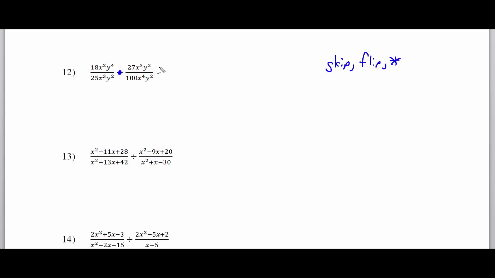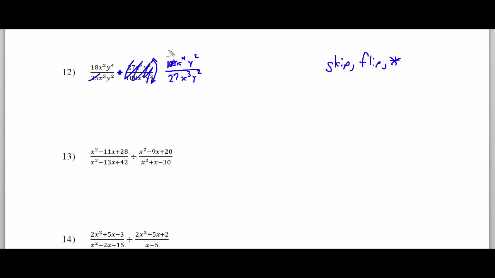So skip, flip, multiply, which means that you'll take this problem, and instead of dividing, you're going to multiply, and then you can flip this on its head. You're just going to spin this around its division bar. So now the numerator is 100x to the 4th, y squared, and the denominator is 27x cubed y squared. And that's what's great about that, is now we can look at this as being a problem that we can cross-cancel, like we did at the top of the worksheet. I'm sorry, I said cross-multiply. I mean cross-cancel.